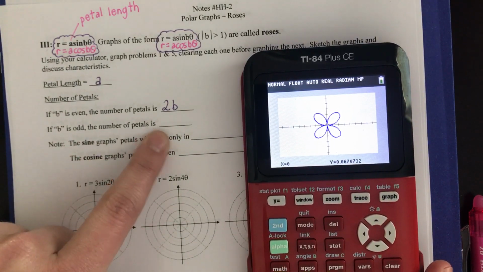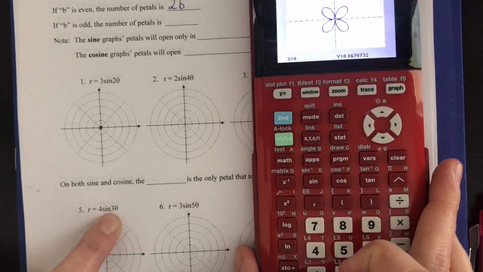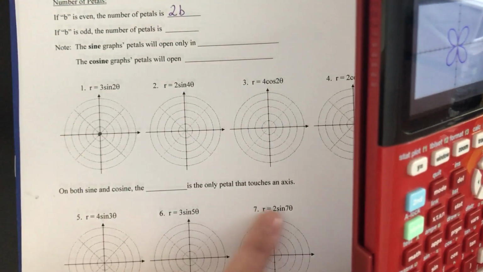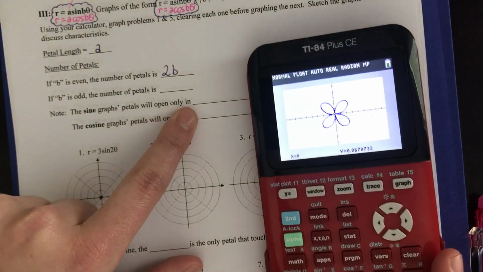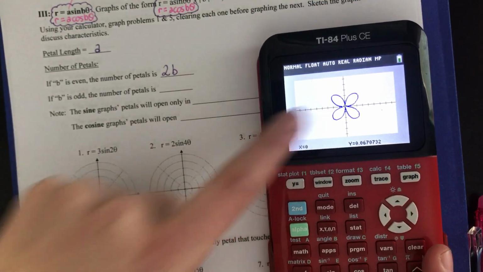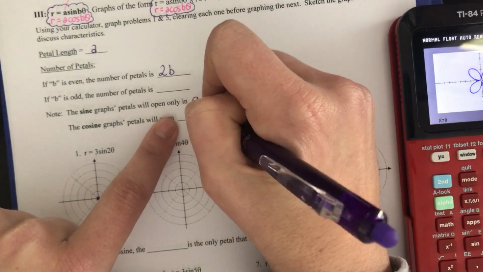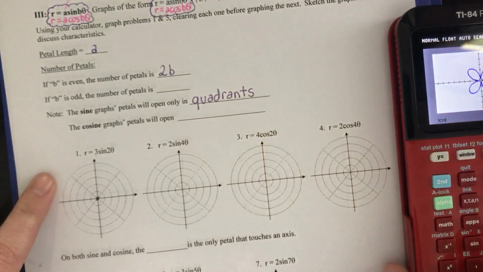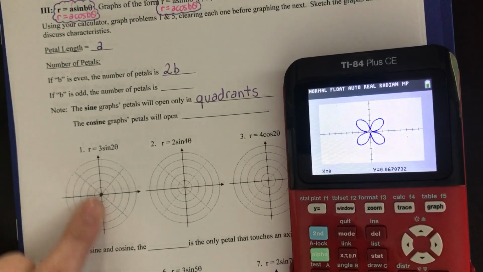If b is odd, the number of petals is, well, we're going to see that here on number 5 whenever we graph number 5 because b is odd. All of these have a b value that's even, while all of these have a b value that's odd. So we're not there yet. So for the sine graphs, petals will only open in, you can see it now on this graph, but we'll definitely see it throughout, the quadrants. So they will only open in the quadrants, while for cosine graphs, petals will open in, well, we're not there yet. We haven't gotten to cosine.